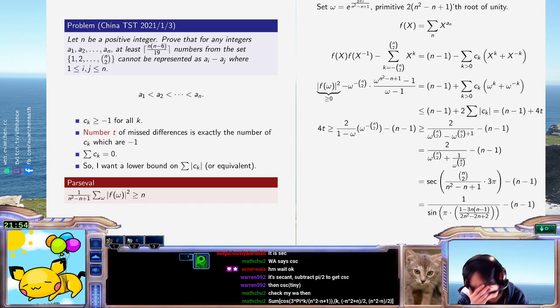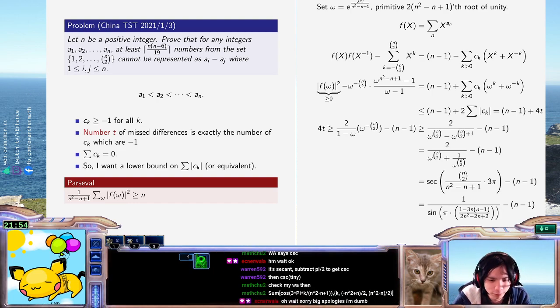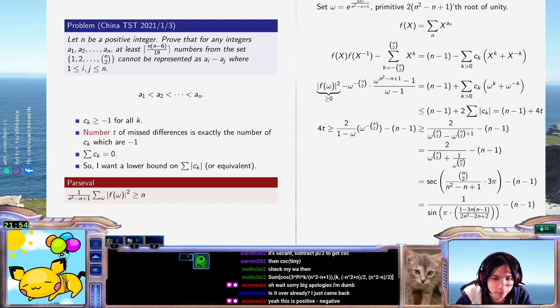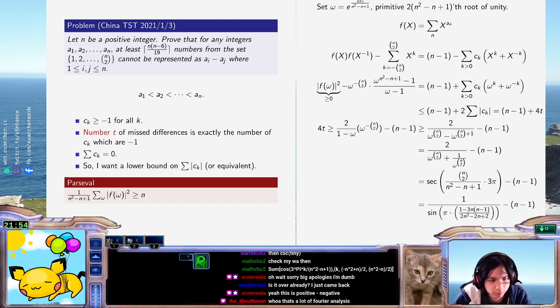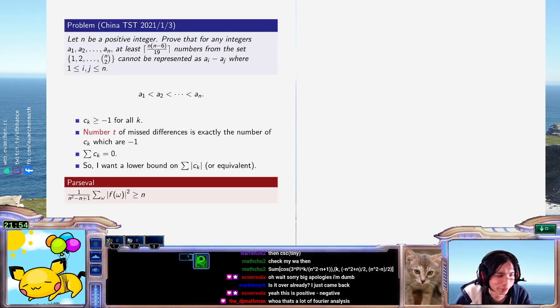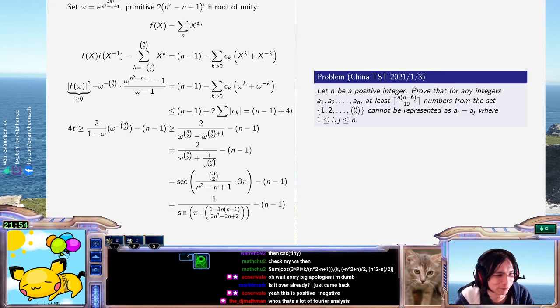Oh my god. What a freaking nightmare. Why am I doing this problem? That is a lot of Fourier analysis. No, this is not Fourier analysis. This is just called bashing the frick out of the stupid... Wait, so did I make a mistake from here to here? What did I screw up?